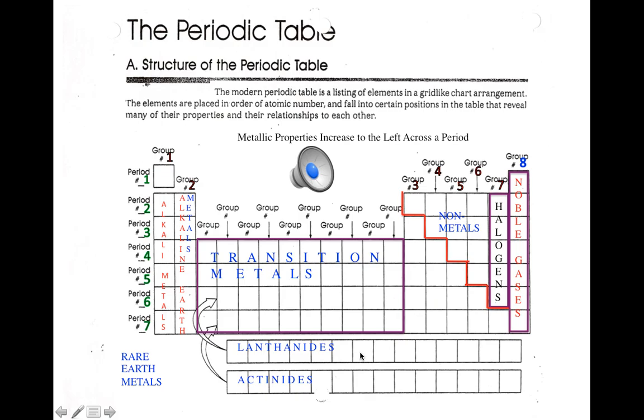Metallic properties increase to the left across a period. So that means as you go left across a row, more metallic, and obviously going to the right, more non-metallic. Noble gases don't fit into either category, non-reactive. And as we go down a group, more metallic, and that means as we go up a group, less metallic or more non-metallic. So this is stuff you should already know. If you've forgotten it, make sure you go back and get it under control.